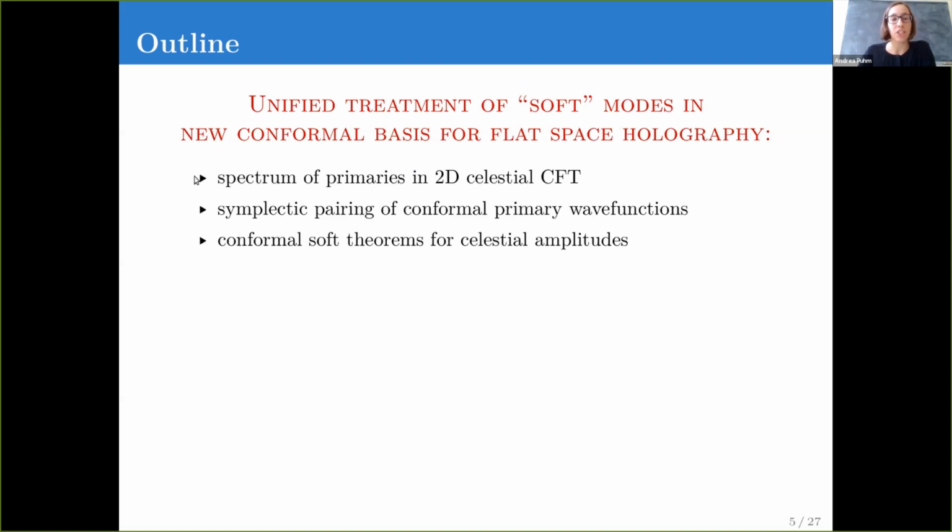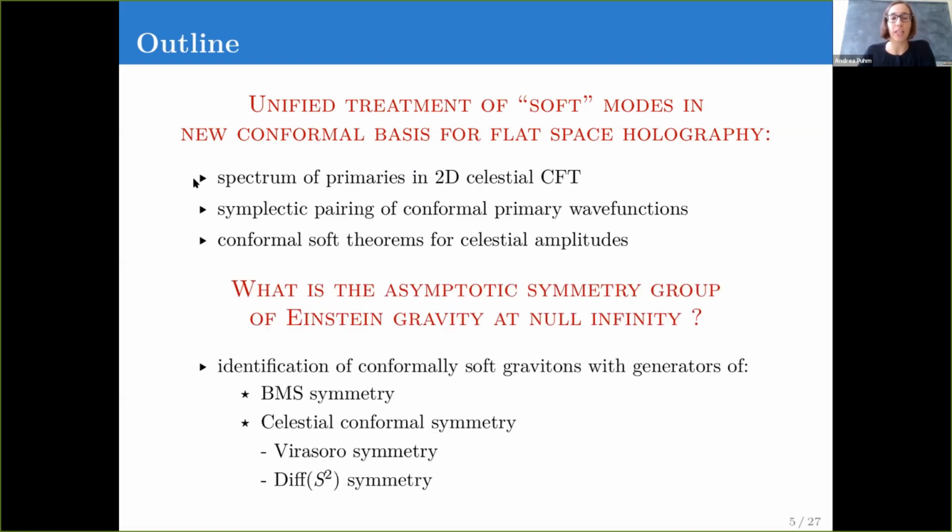Now, this discussion feeds into a question that any attempt at flat space holography has to answer. And this question is, what is the asymptotic symmetry group of Einstein gravity at null infinity? This is, of course, an old question, but we will look at it from a new angle, namely from this angle of having a new conformal basis at our disposal. And this will allow us to identify certain gravitational modes in this new basis with the generators of asymptotic symmetries. This consists of the BMS group, as well as a celestial conformal symmetry group.